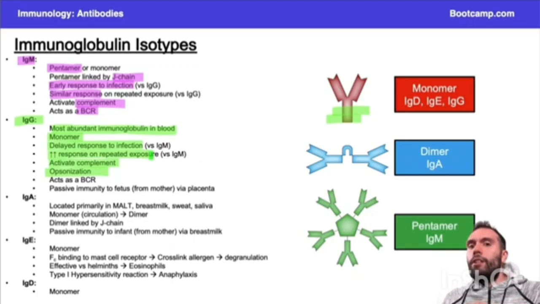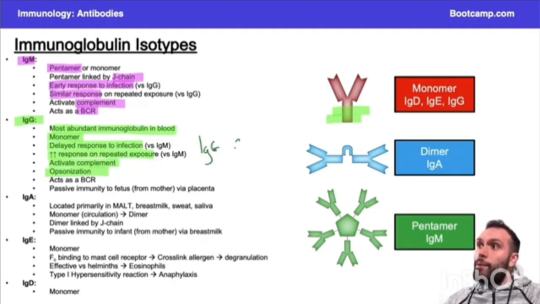Remember, opsonization, there's two really big opsonins that you want to be familiar with for Step 1. IgG is going to be one of them, and the other big one is C3b, like we talked about a little bit earlier in the series.